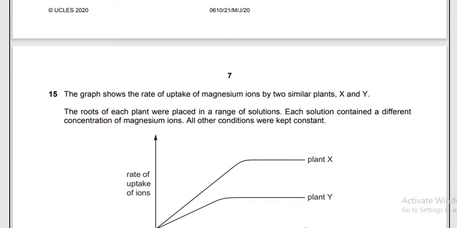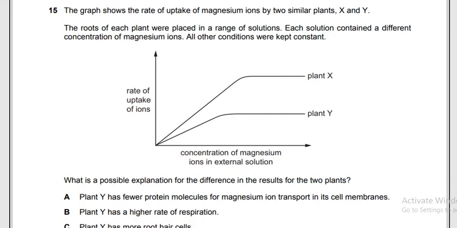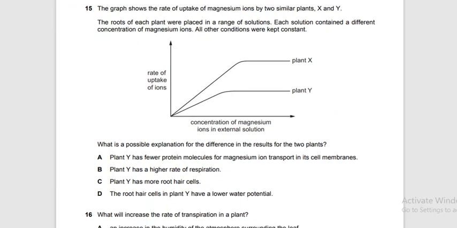Question number 15. So the graph, let me reduce the size a little so it will fit in. We're told that the graph shows the rate of uptake of magnesium ion by two similar plants. So they are similar plants, X and Y. The roots of each plant were placed in a range of solution.